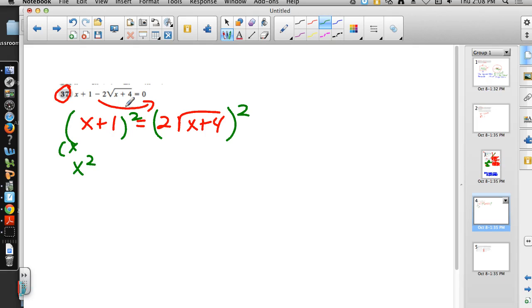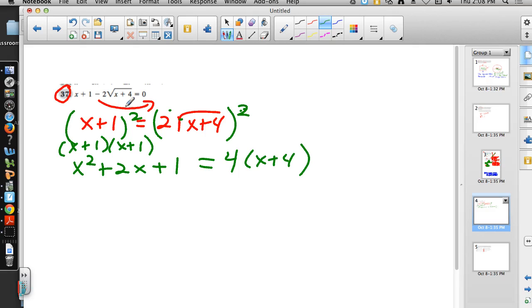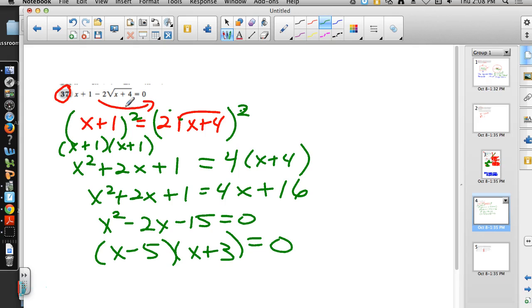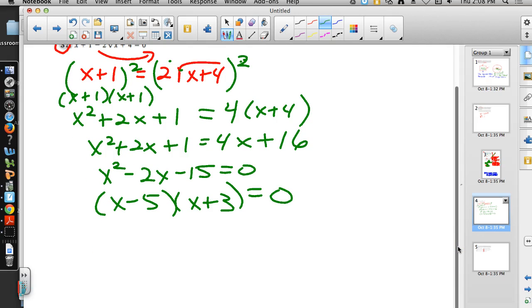So if we do x plus 1 times x plus 1 and FOIL that out, we'll get x squared plus 2x plus 1. On the other side, the 2 squared is a 4, and of course the square root and squaring are inverses of each other. So this gives us x squared plus 2x plus 1 equals 4x plus 16. And now let's move everything over to one side, subtracting the 4x and subtracting the 16. And then our hope is that this is factorable. There is no common monomial factor, but if we have x minus 5 and x plus 3, that does what we need it to do. That gives us our zeros, which are 5 and -3.